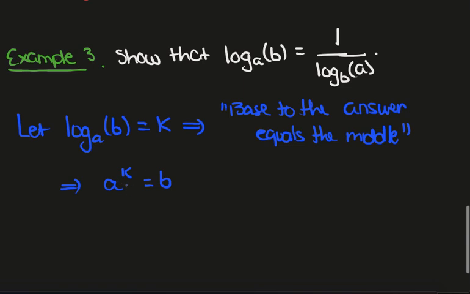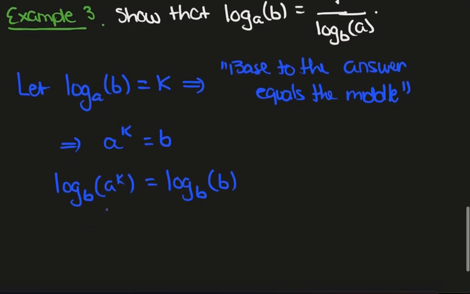Okay, now what I'll do is I'll take log_B of both sides. So I get log_B of A^K is log_B of B. And I can bring this K down by the third index law. So I get K times log_B of A equals log_B of B.